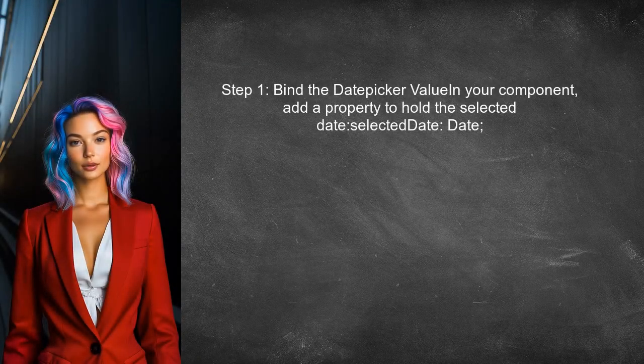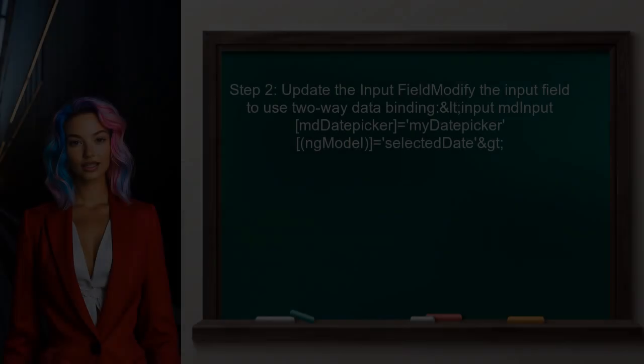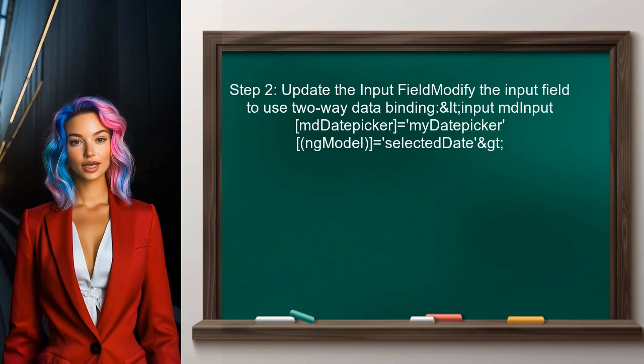To access the selected date from the Angular Material Datepicker, the user should first bind the datepicker's value to a component property. This allows the user to capture the selected date. Next, the user should update the input field to use the two-way data binding syntax. This will ensure that the selected date is reflected in the component property.